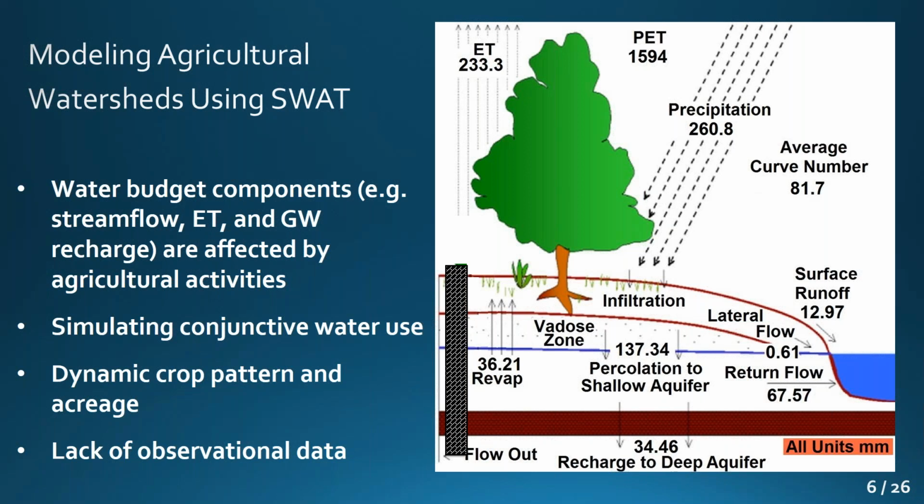There are various processes affecting the availability and flow of water in this region, like infiltration and lateral flow, and of course, thinking back about all the agricultural activities, there's heavy irrigation in the region, so that makes things challenging in terms of modeling because we have to reproduce all those important components of the water budget: streamflow, evapotranspiration, groundwater recharge. Those are all affected by agricultural activities. We want to account for conjunctive water use. Of course, there's a dynamic crop pattern in the region, and the current version of SWAT that we're using is limited in that area. So there are some assumptions that affect our results, but we're aware of these. And of course, we always want to see more observational data.